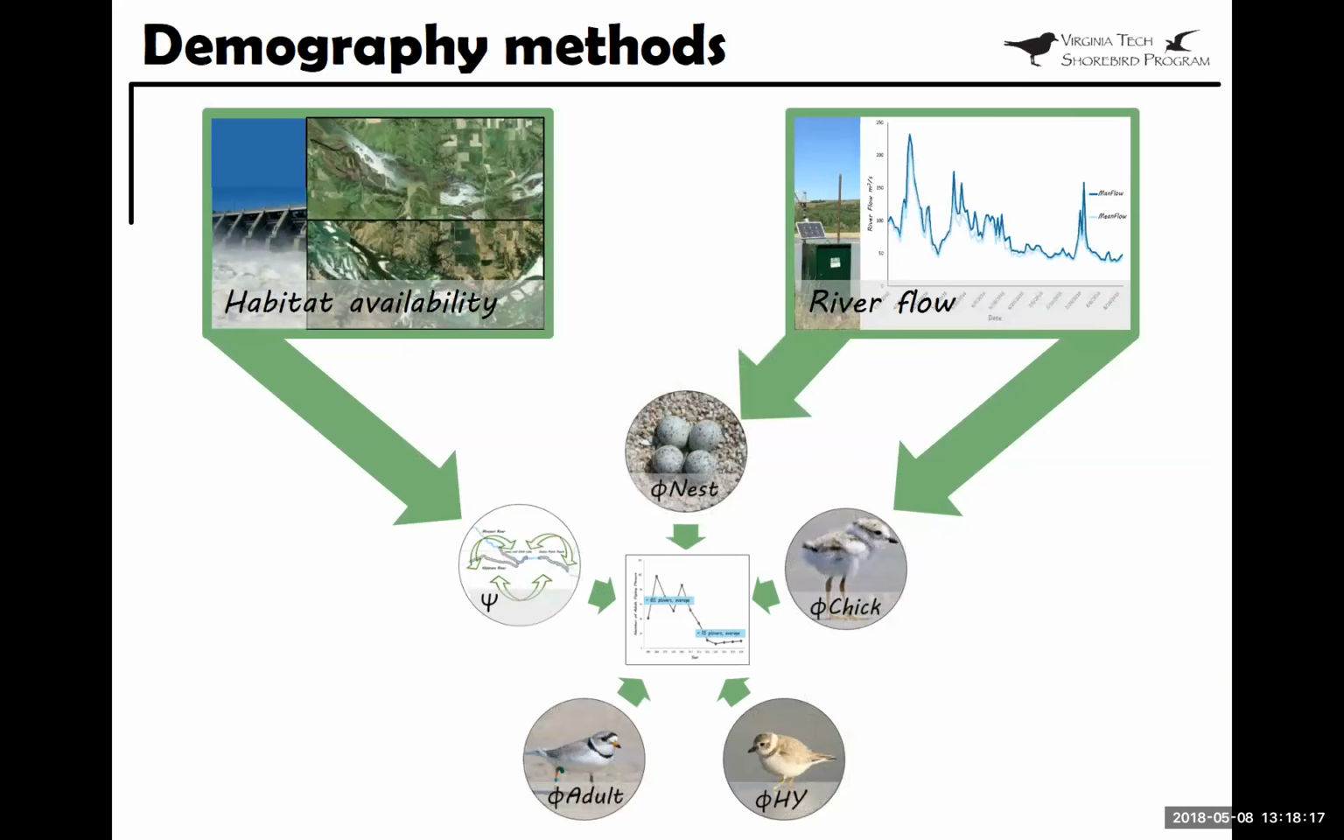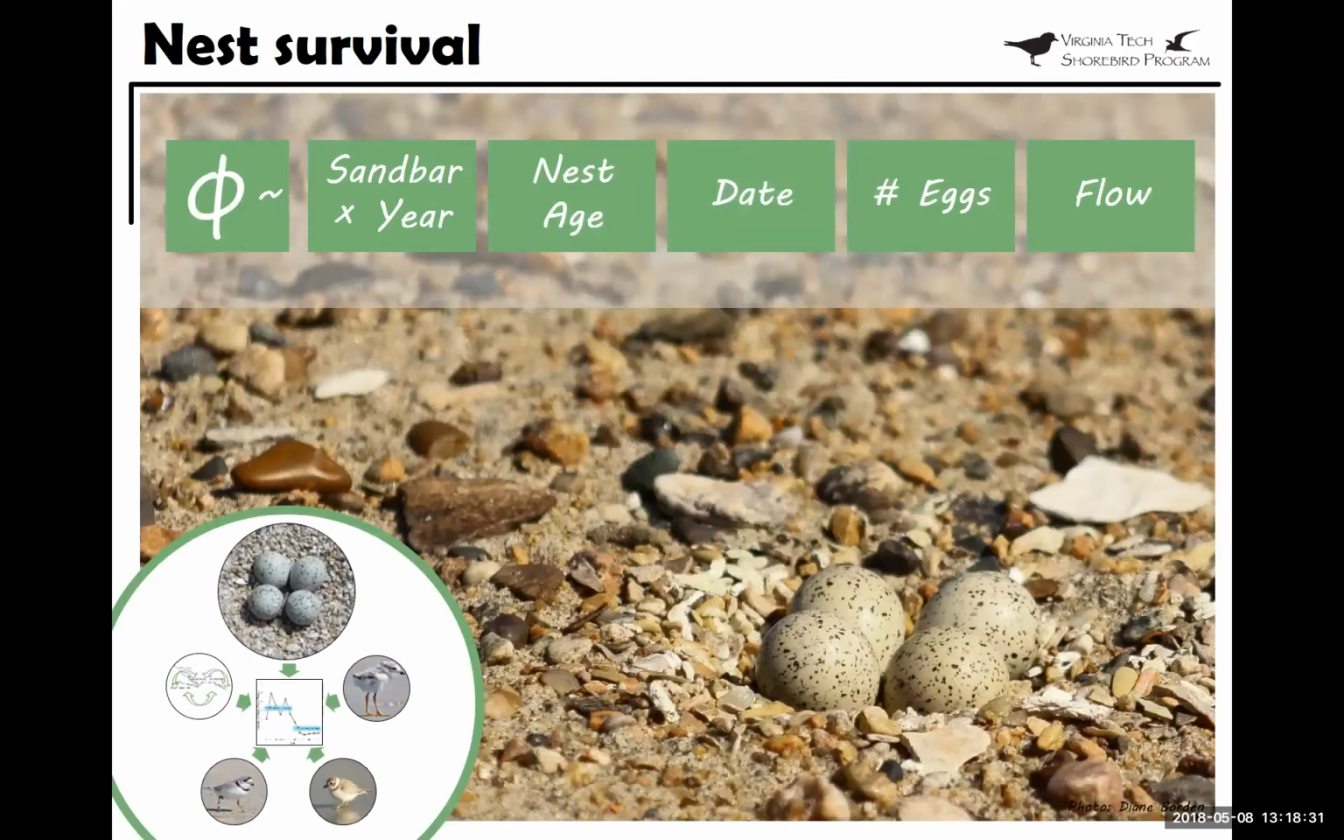So we integrated these two variables into our models and looked at the effect of maximum river flow on nest and chick survival and the effect of regional habitat availability on dispersal. So now we'll get into the analysis methods and the results for those. I calculated nest survival using logistic exposure models. We included basic covariates and a random effect for annual sandbar specific variation. And to those we added our river flow covariate.